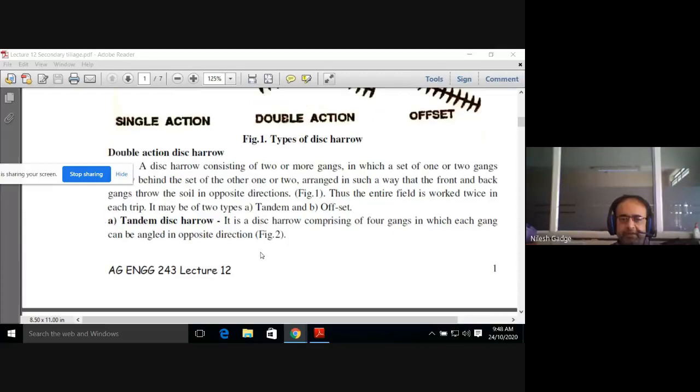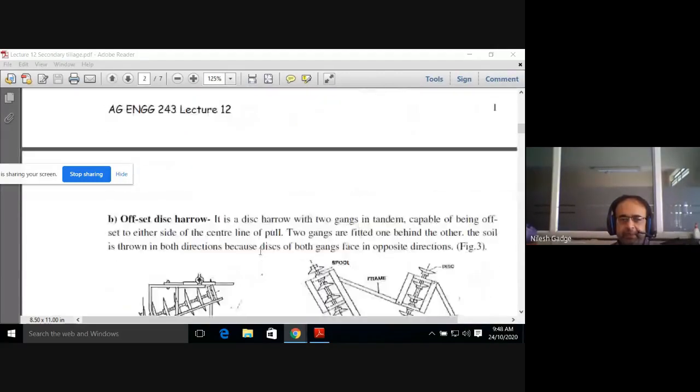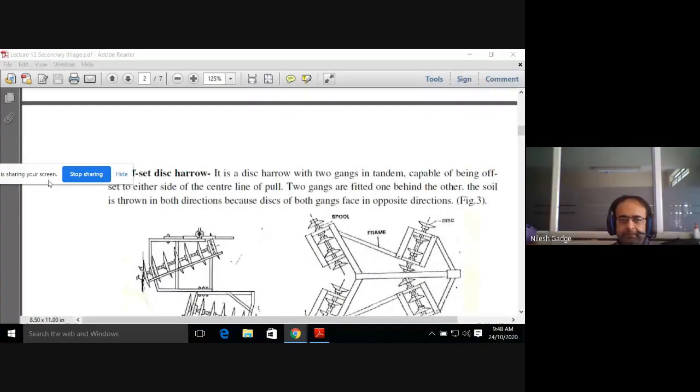A single action and tandem disc harrow, double action disc harrow. I will explain you now. Double action and single action is much easier. I will just explain you now the offset disc harrow.